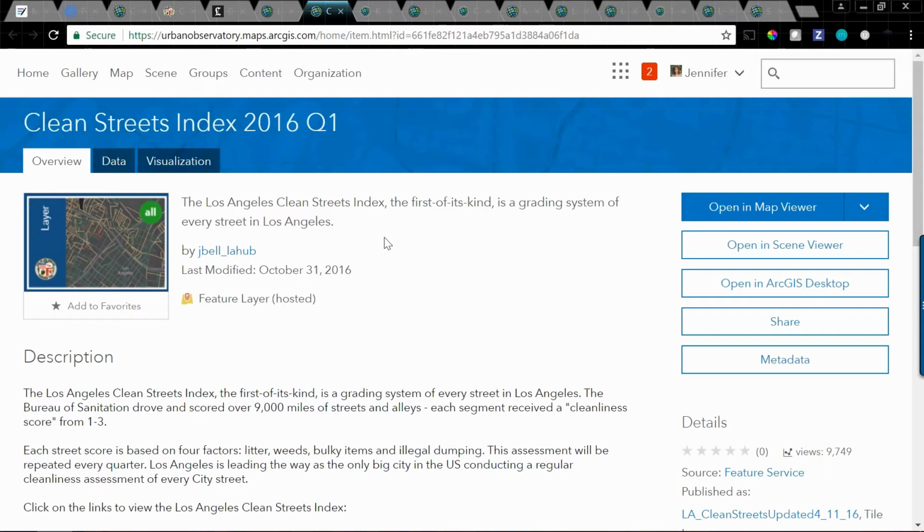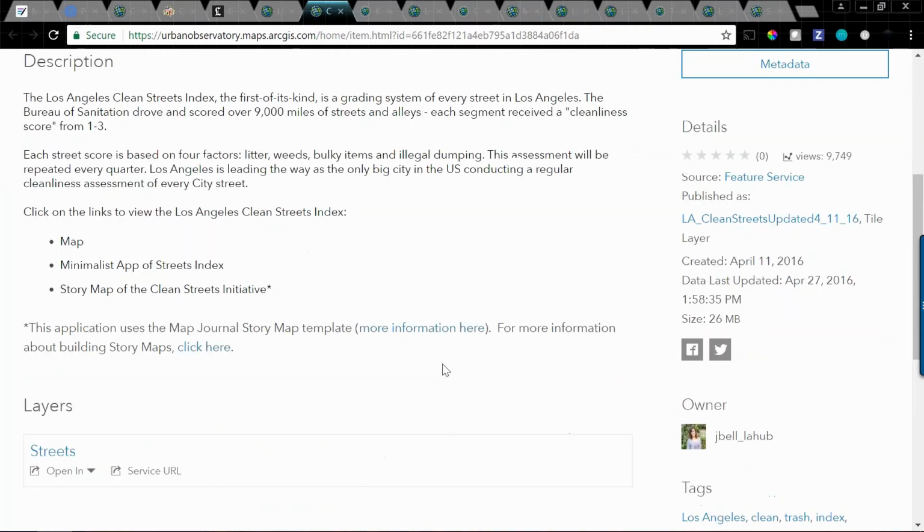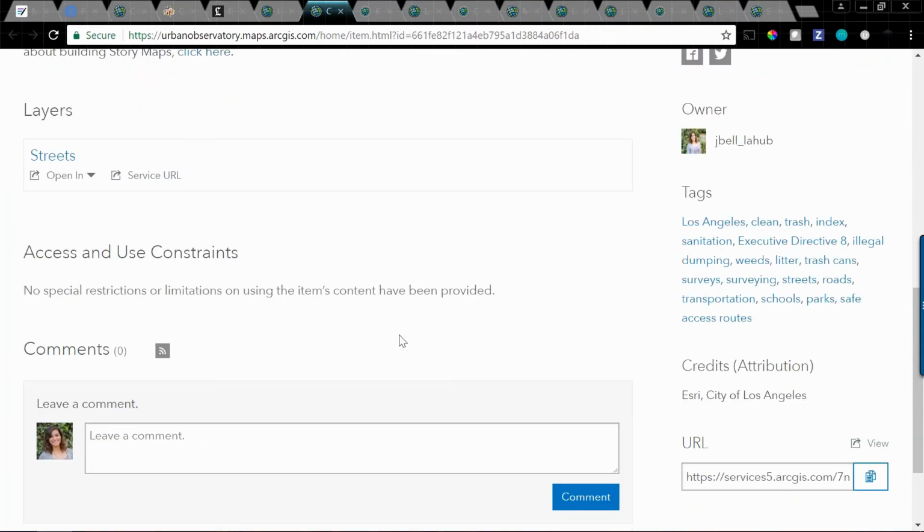Where did that explanation come from? So this is something that you have to have before nominating your item to the Living Atlas. And once you nominate your item, such as this, a curator from the Living Atlas will look at your description and your summary, as well as your tags and credits and use constraints.